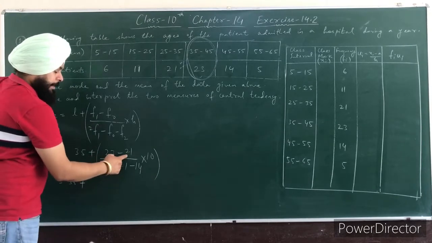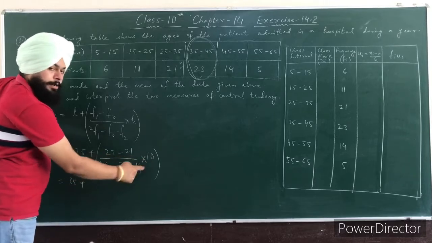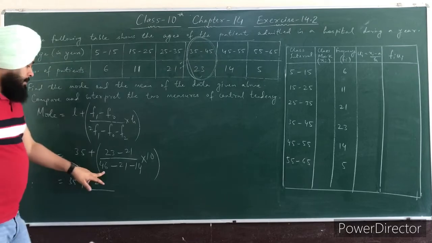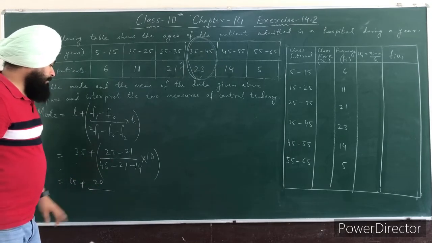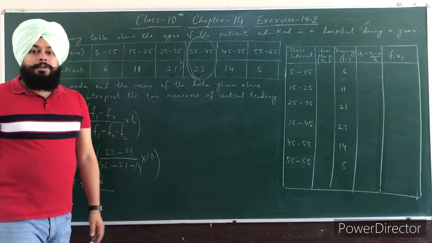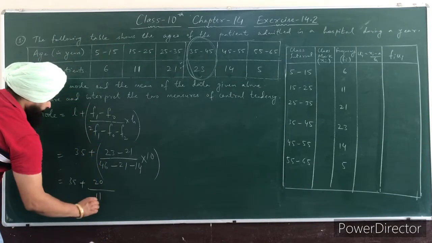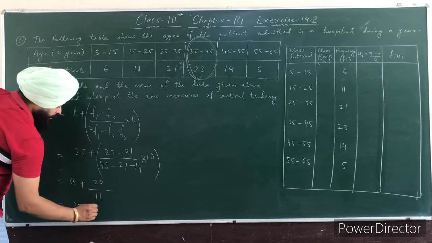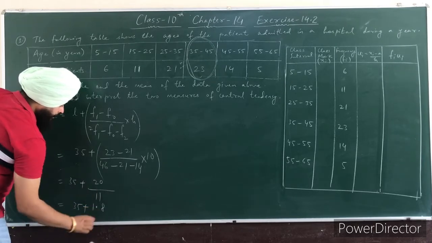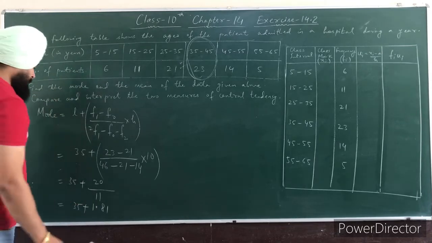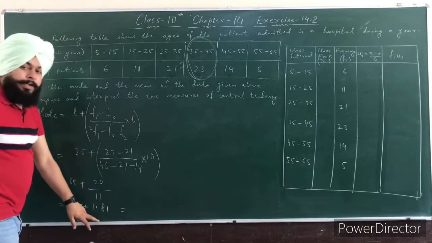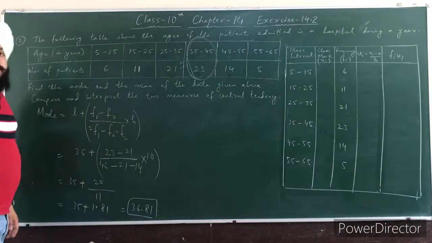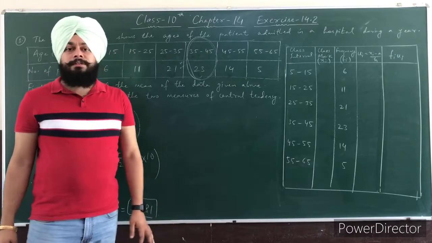Now 23 minus 21, it is 2. 2 into 10, how much? 20. 46 minus 21, how much? It is 25. 25 minus 14 is 11. Now divide this 20 by 11. It is 1.81. Now 35 plus 1.81 is 36.81. So 36.81 is the mode for this data.